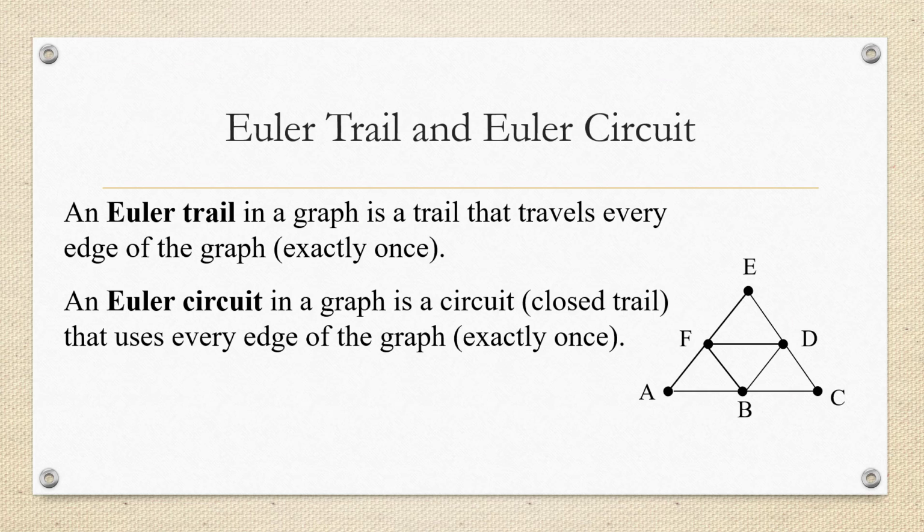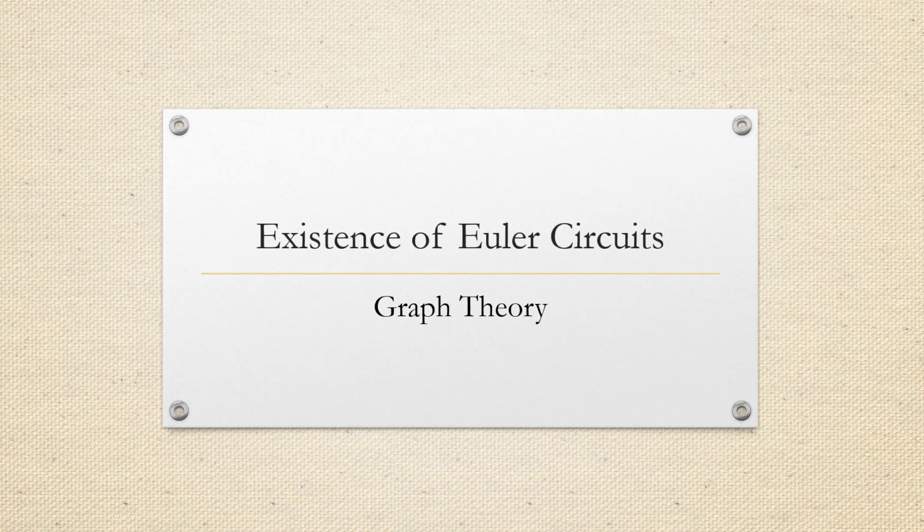So remember, an Euler trail in a graph is a trail, so it doesn't repeat any edges, and it visits every edge of the graph exactly once. An Euler circuit in a graph is a circuit or closed trail, so it begins and ends at the same vertex, and it uses every edge of the graph exactly once. In the next video, we're going to talk about how you can tell if an Euler circuit exists in a graph.